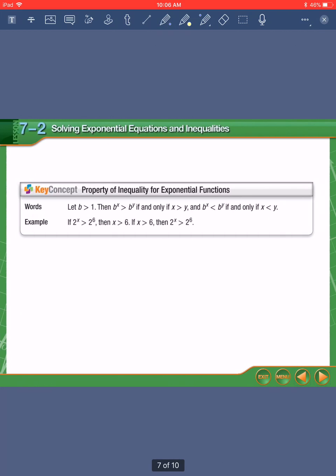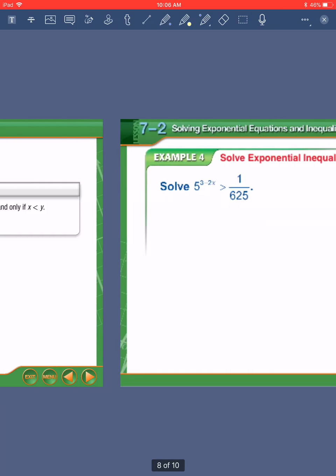Okay, the same rules apply for inequalities. So as long as the bases are the same, you can drop the bases, and your inequality is still going to face the same direction. If we multiply or divide by a negative, we'll flip the direction. But other than that, the same rules are going to apply.